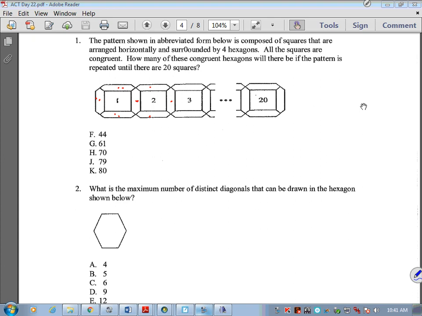So the best I can actually do is 1, 2, 3, 1, 2, 3, 1, 2, 3, 1, 2, 3, until I get here, in which case I have 1, 2, 3, 4. So what I'm actually doing is 3 times 19 plus 4. Well, what's 3 times 19 plus 4? 61.